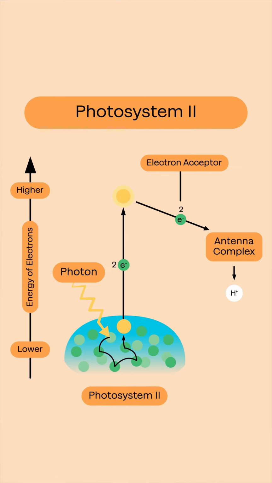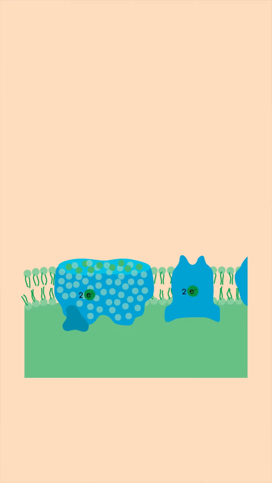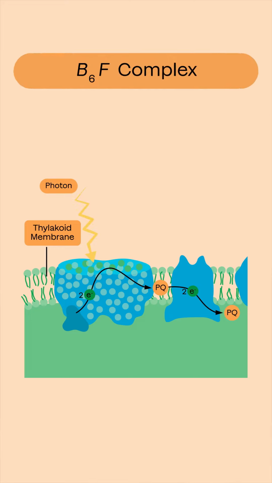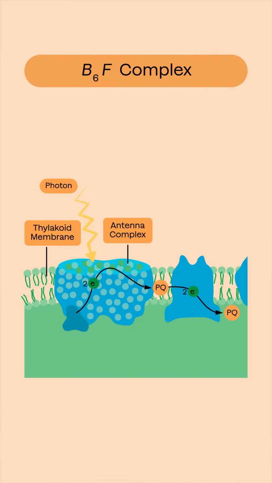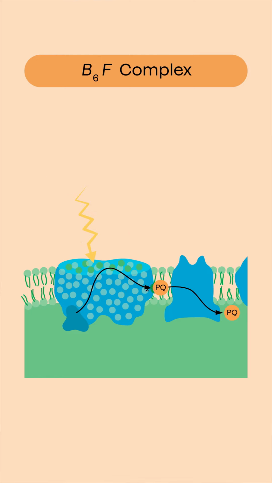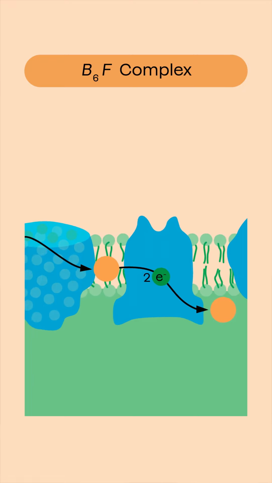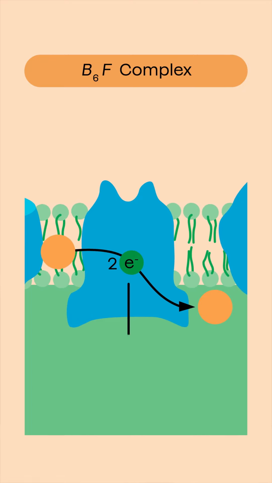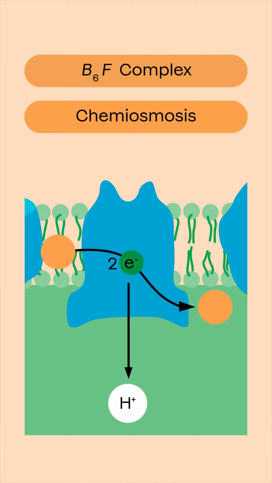It captures shorter wavelengths of light than photosystem 1, which carry more energy. It's important to note that the electrons that are energized in the reaction center of photosystem 2 are gained by oxidizing water. These energized electrons are passed along the thylakoid membrane to the proton pump B6F complex. Here, energy from these electrons is used to pump protons across the thylakoid membrane. This concentration gradient ultimately powers the production of ATP through a process called chemiosmosis.